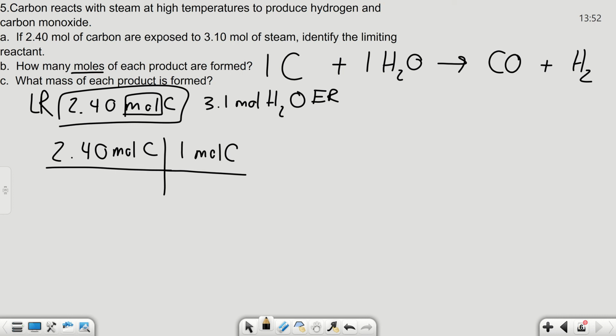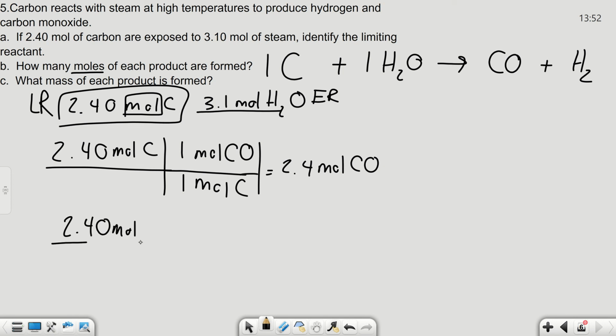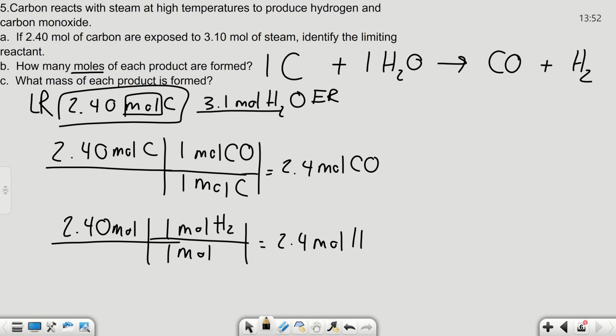Well, it's 1 mole of carbon monoxide for 1 mole of carbon. So this is only going to produce 2.4 moles of carbon monoxide. I don't think I really need to do the other calculation. All I would do is put 3.1 moles of H2O in, and it's still a 1-to-1 ratio. Clearly, carbon produces less carbon monoxide, less product. So we're going to get 2.4 moles of carbon monoxide. How much H2 should form? Since it's a 1-to-1 ratio, it's also 2.4 moles of H2.